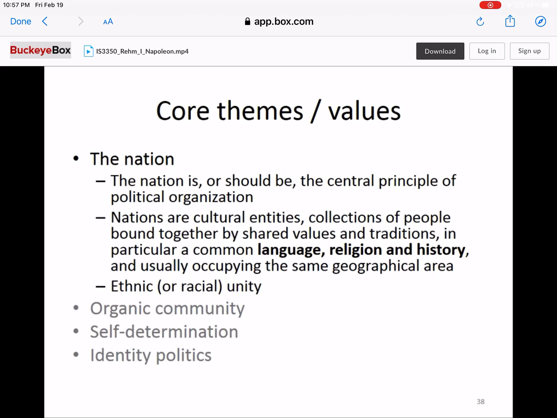A nation is a cultural entity. It's a collection of people that belong together, and they are bound together by shared values and traditions, typically a common language, a common religion, and a shared history. And they're typically living in the same geographical area. So nationalism really is about some form of ethnic or racial unity.